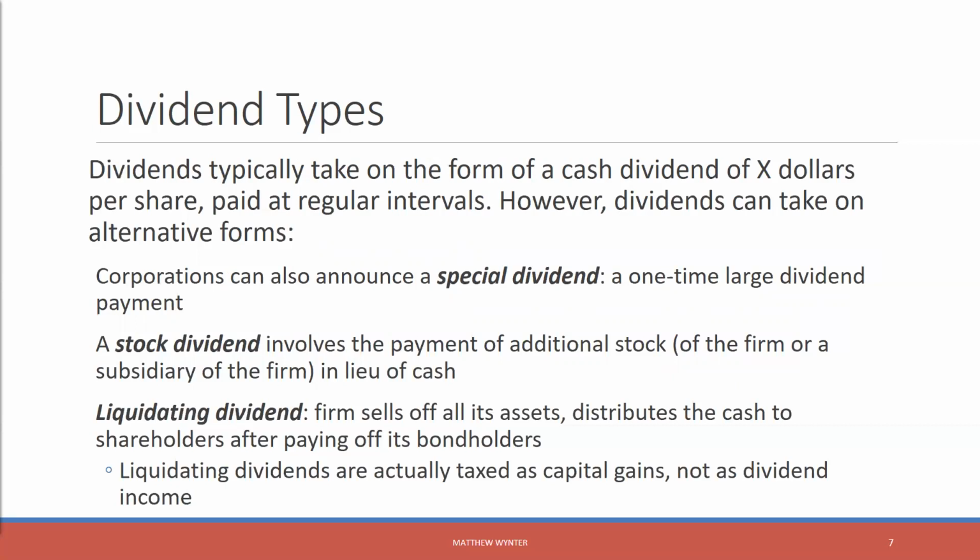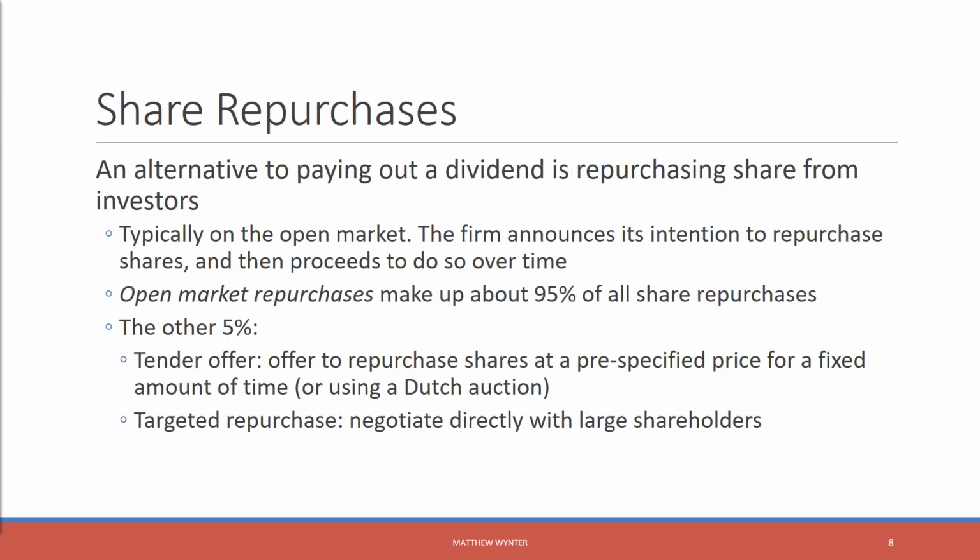This involves payment of additional stock, typically of the firm or of a subsidiary of the firm, instead of paying in cash. And then there's a liquidating dividend, where the firm sells off all of its assets and distributes the cash to shareholders after paying off its bondholders. Liquidating dividends are actually taxed at capital gains, not as dividend income. And again, don't worry so much about taxation. That's something that we'll get into later when we look at frictions for this dividend policy.